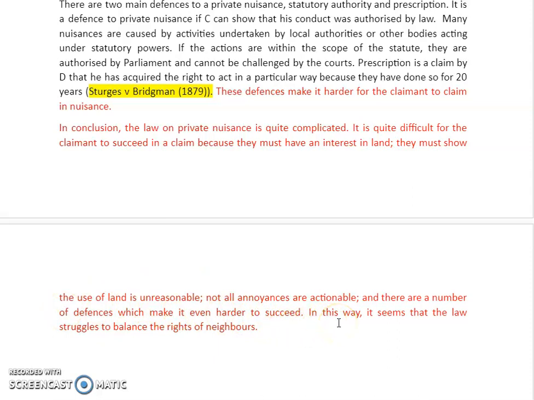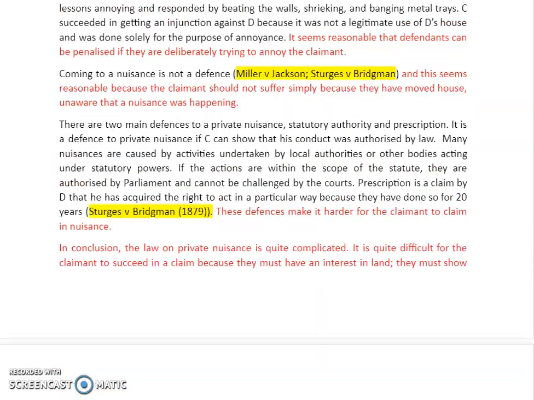So in this way, on balance, after having gone through all of those cases, it does appear that the law struggles to balance the rights of neighbours. And it's always nice, as I've done here, to refer back to the wording of the question in your conclusion, so the examiner is certain that you've answered the question and you understand what was being asked of you.